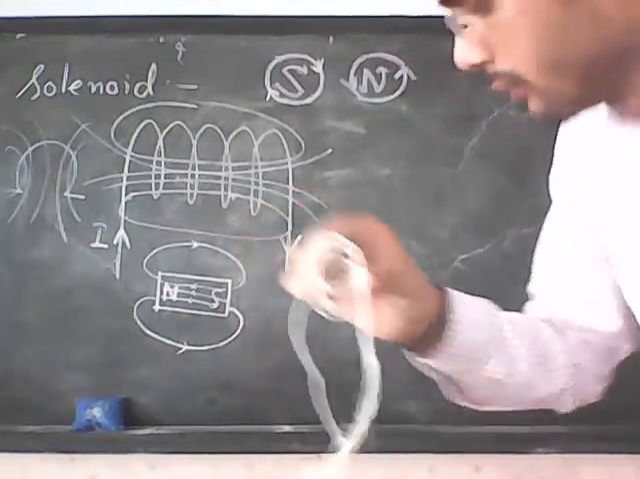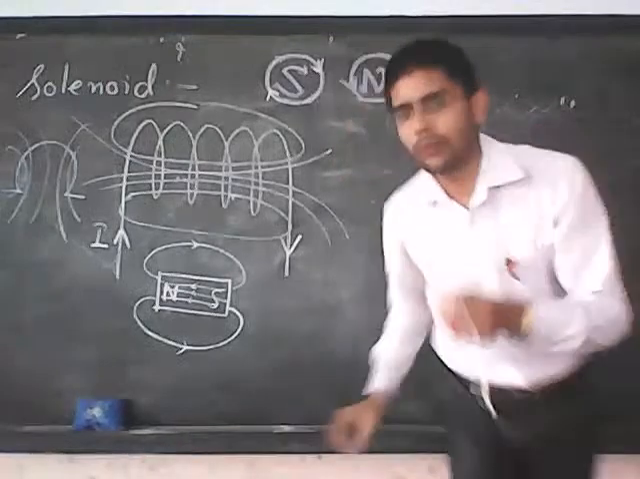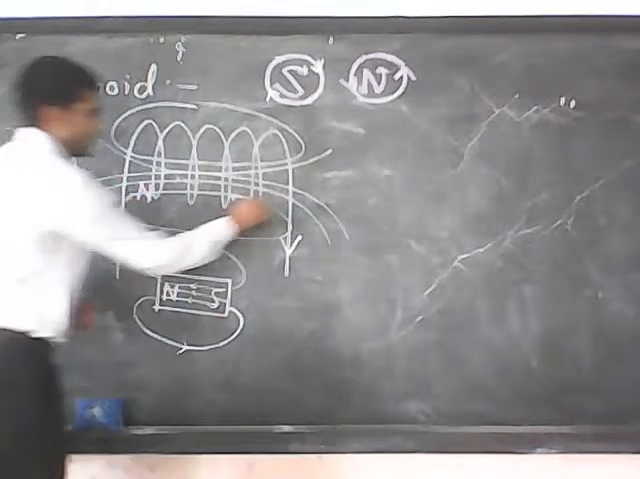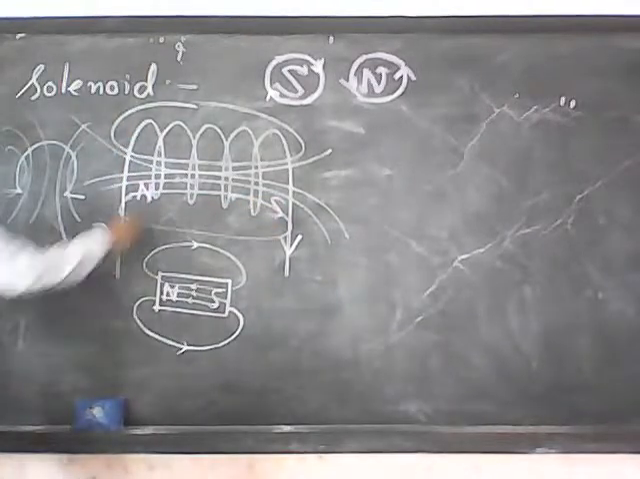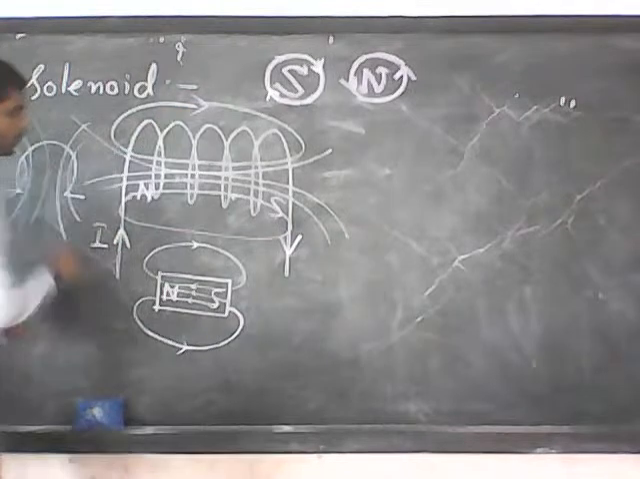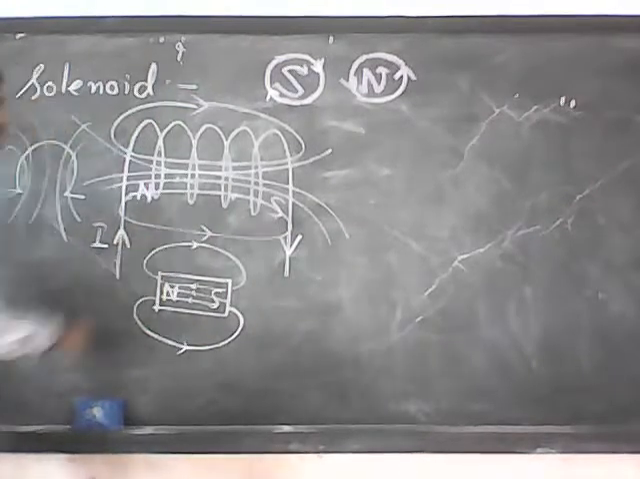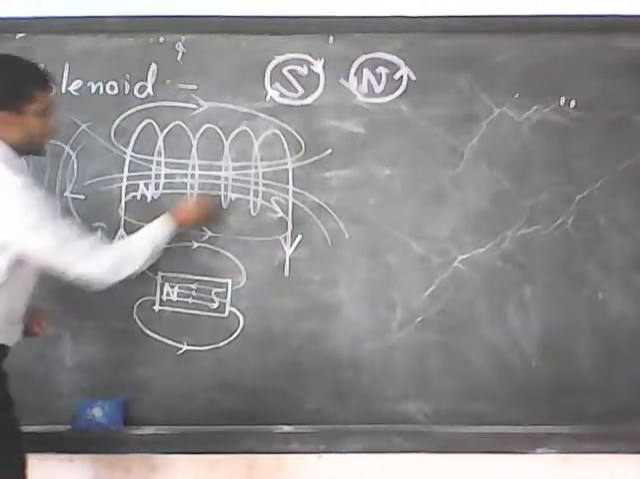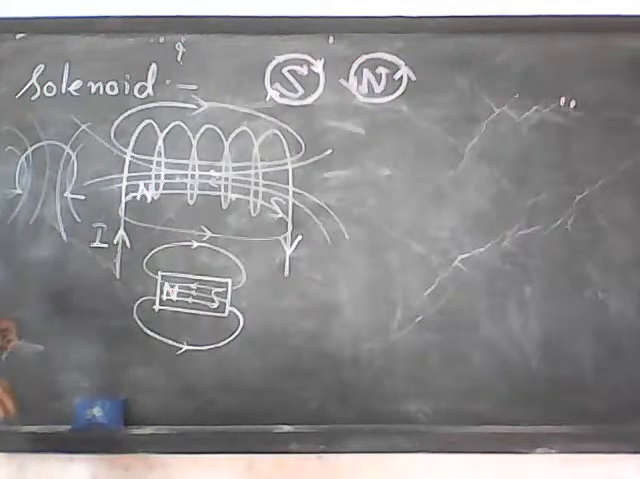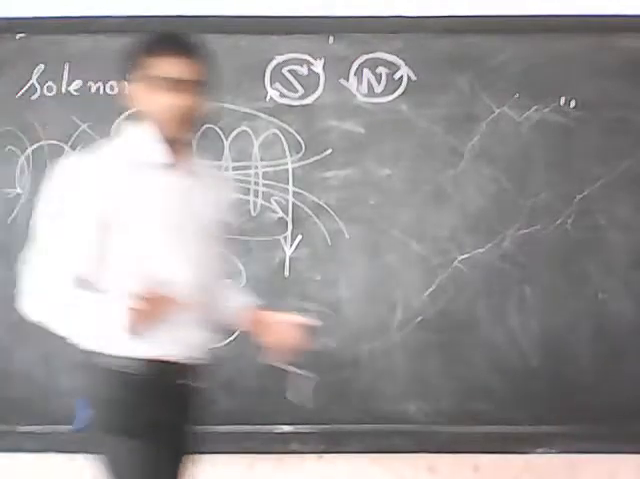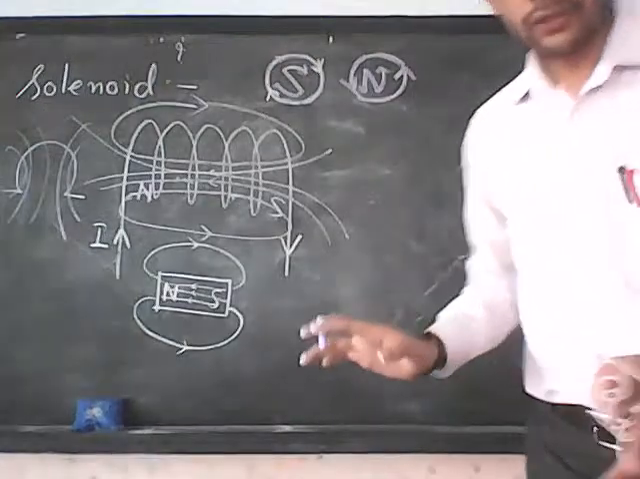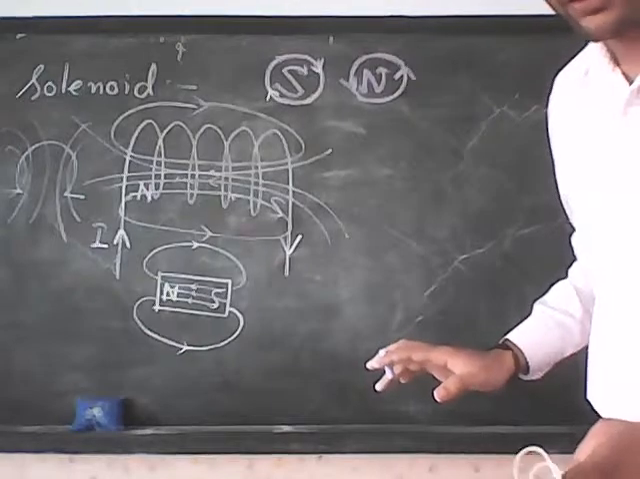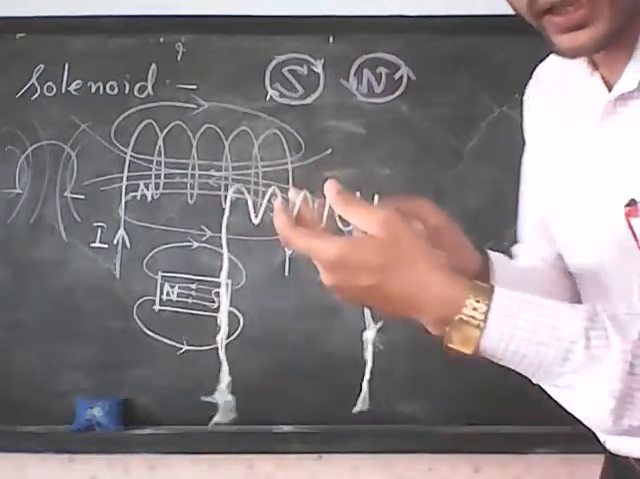Very good, North Pole. So what then? How can we show that? Means if this is a North Pole and this is a South Pole, the direction you can observe will be this one. Okay, the direction of magnetic field will be this one, and inside it will be south to north. So got the concept? How can you find out the direction of magnetic field in a current carrying solenoid?